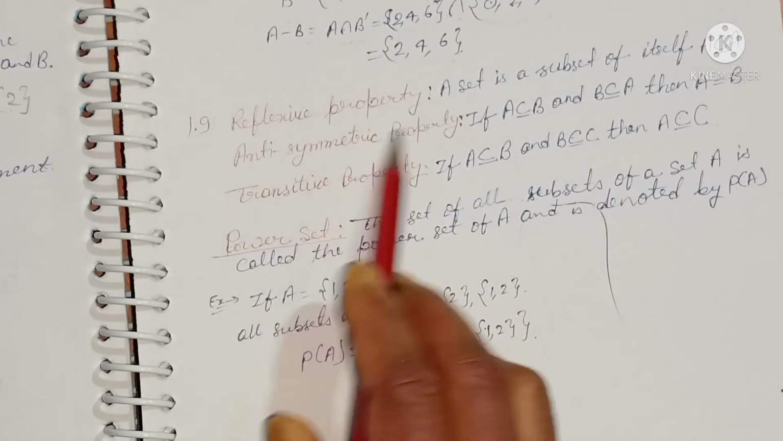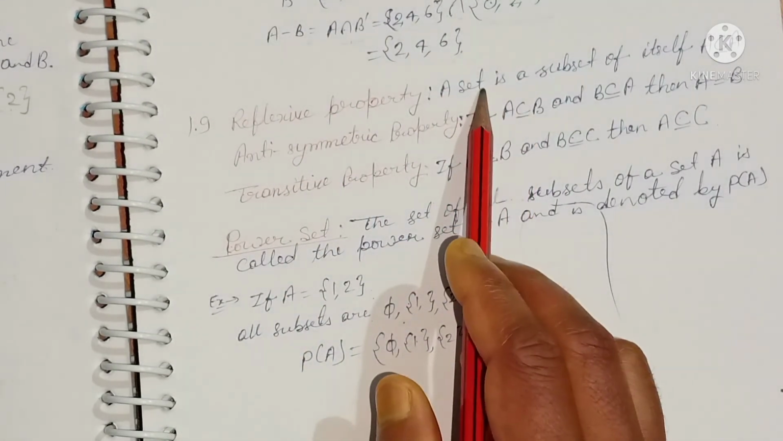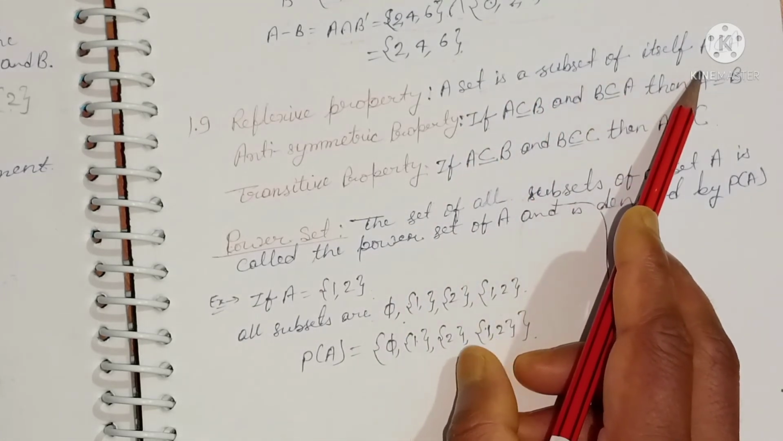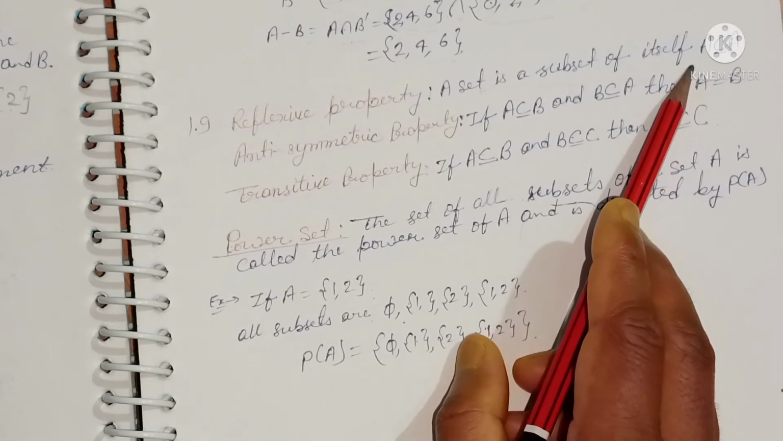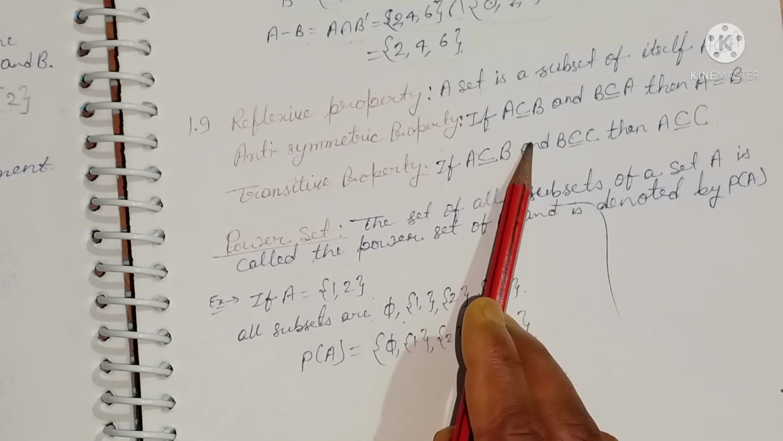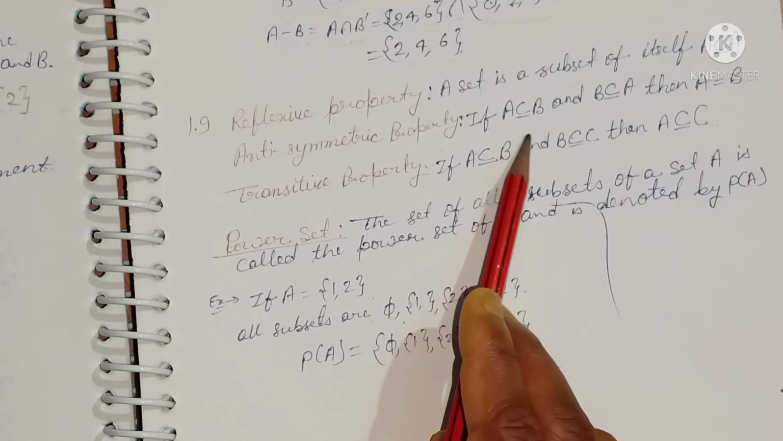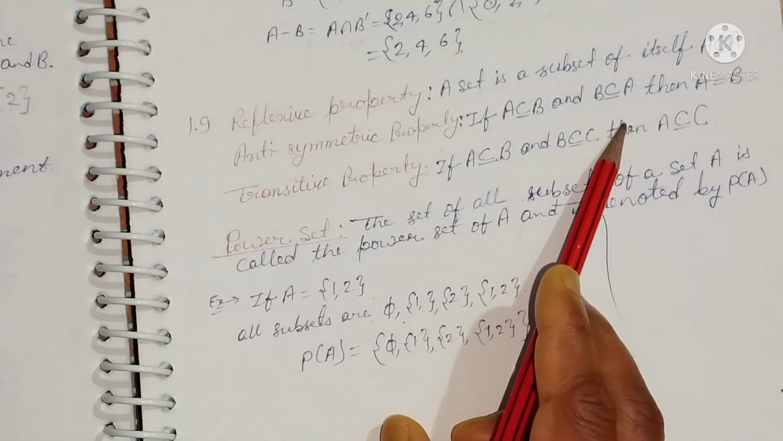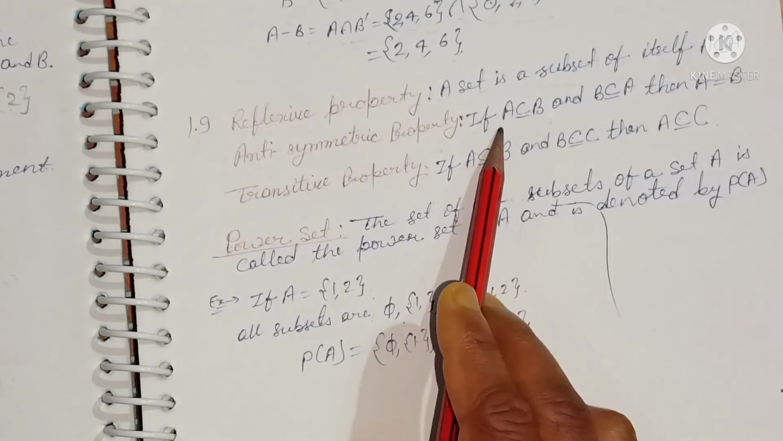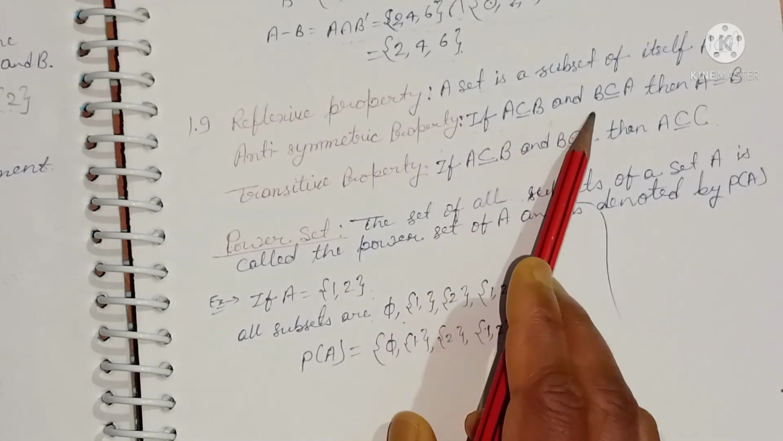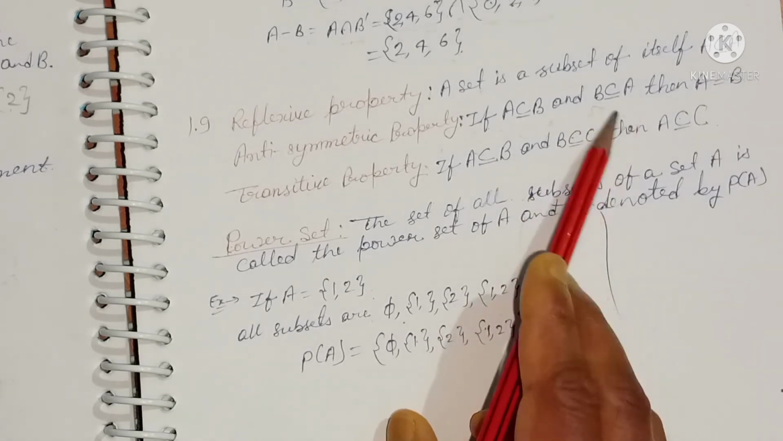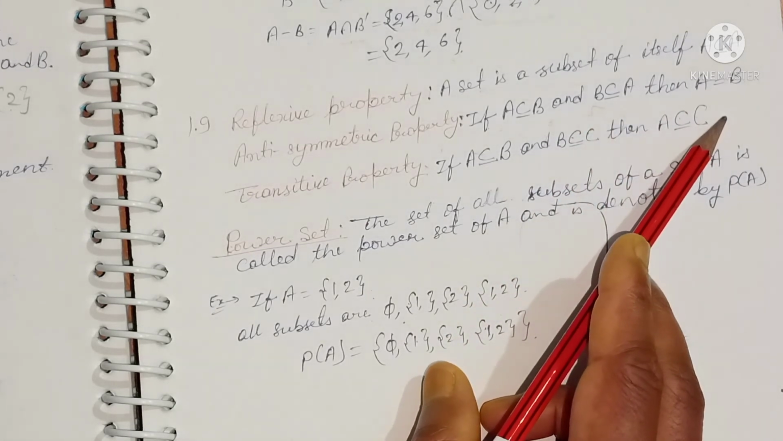The reflexive property: a set is a subset of itself, because all its elements are present in itself. The antisymmetric property means if A is a subset of B, so all elements of A are present in B, and B is a subset of A, so all elements of B are present in A, then A will be equal to B.